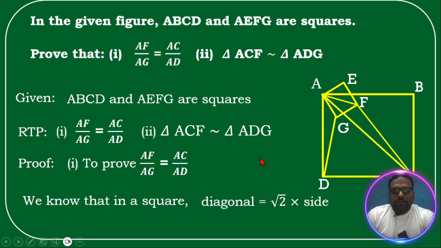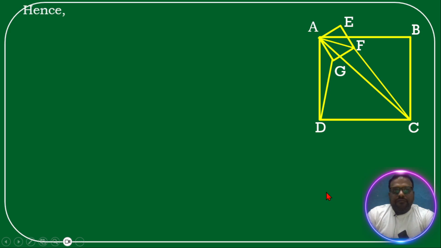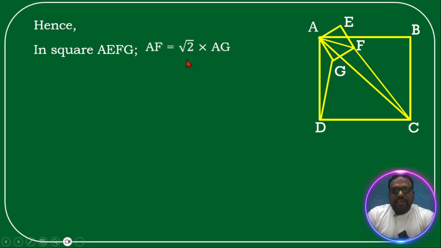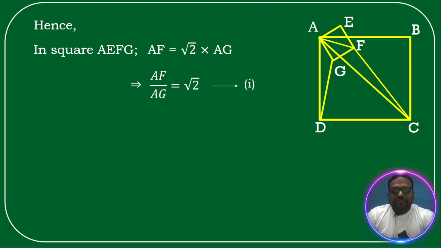Now this condition we will use in these two squares. So let us suppose we take a square AEFG. In square AEFG, AF acts as a diagonal, right? So we can write AF is equal to root 2 times AG. Of course it is not only AG, we can take even GF, EF or AE, right? Since that is related to this part, we took it as root 2 times AG. Next, if you take this AG to the other side, you will get AF upon AG equal to root 2. Let us name this as equation 1.